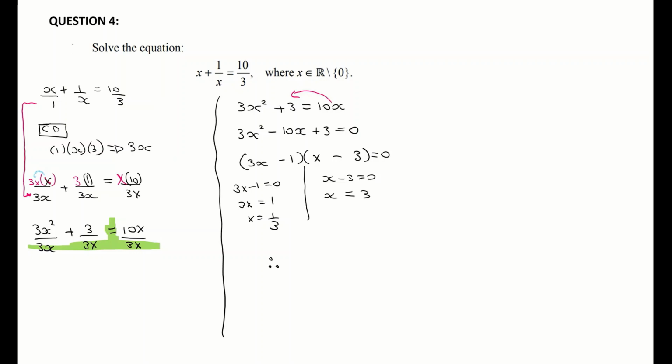So therefore, solve the equation. My answers are x is equal to 1/3 and x is equal to 3.